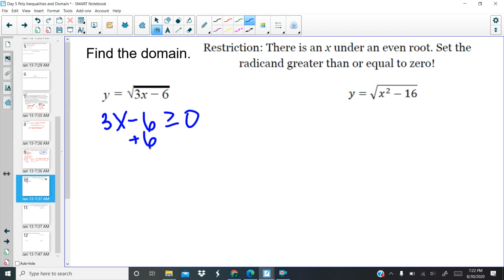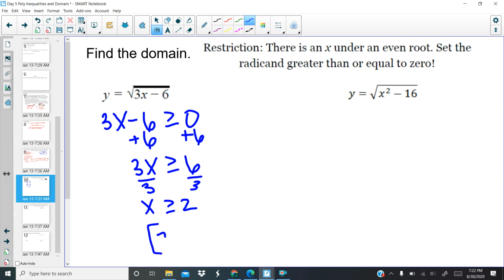So add 6 to both sides. 3x is greater than or equal to 6. Divide by 3, and x is greater than or equal to 2. So then if you have x is greater than or equal to 2, then in interval notation, the domain would read bracket from 2 to infinity. And that would be your domain.